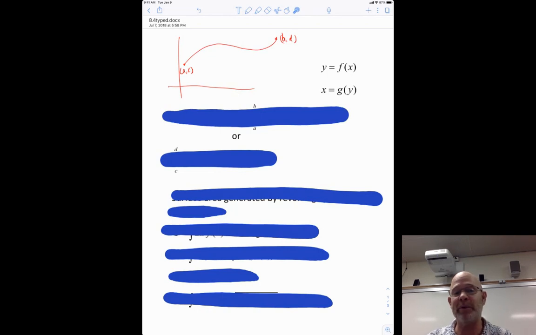So this is an example, just like volume, where you could draw your rectangles any way you wanted to. Remember, for volume, you could go dx or dy. It's just kind of the same thing here. You get your choice. This is just formula based.